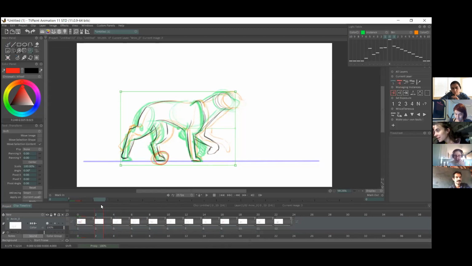That's the only difference, I think. But yeah, if you're animating on the spot, it's okay if they're sliding a bit.